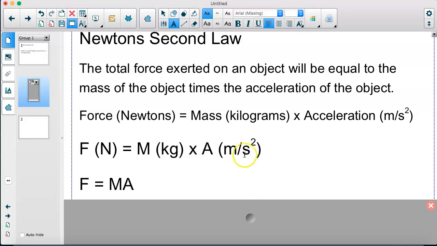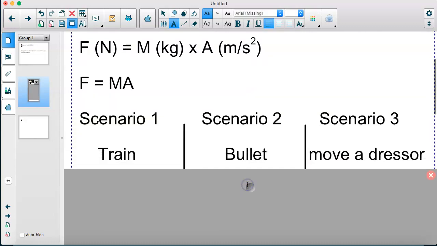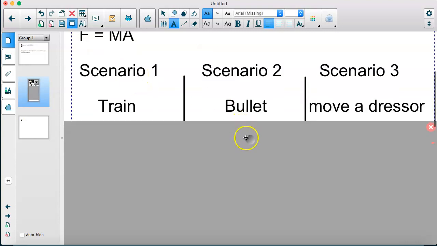All right, so we're going to be looking at 3 different scenarios. We're going to be looking at what happens if we try to move a train, what happens if we try to shoot a bullet, and what happens if we try to move a dresser. How do these aspects of force, mass, and acceleration come into play when we're working with these different objects?